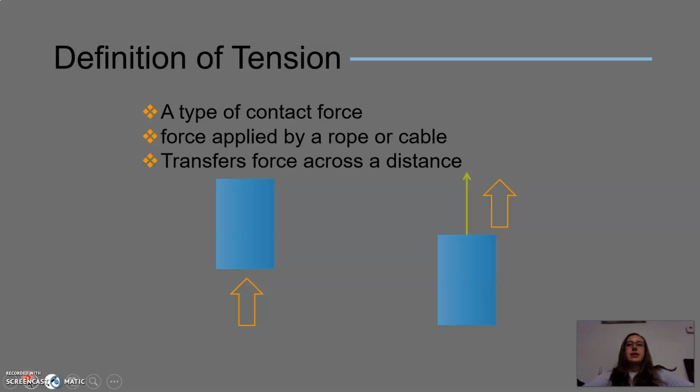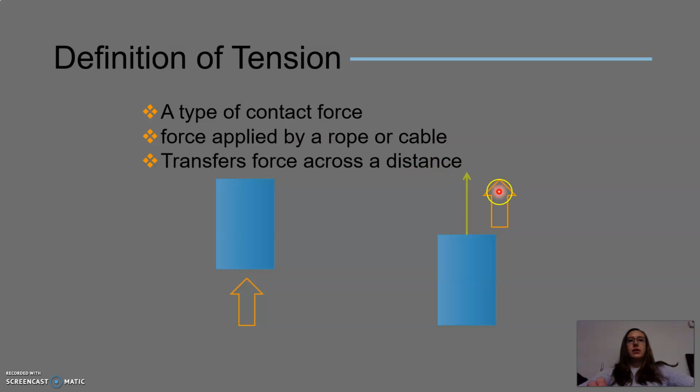So what exactly is tension? Tension is a specific type of contact force that occurs when the force is being applied by a rope or a cable. On the left here, we see a box which is being supported by a surface. This box is pushing down with the weight of gravity, and the table is responding with a contact force which keeps that box from moving.